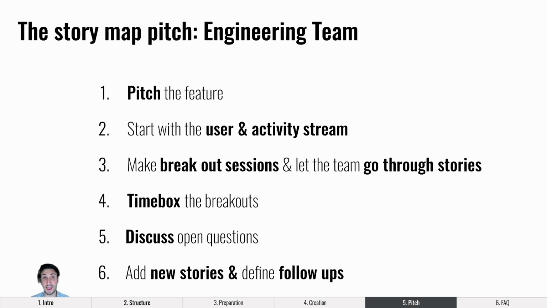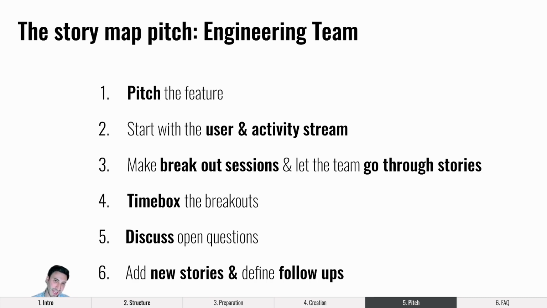Nevertheless, one of your engineers at least was involved in creating the whole user story map, which means you're not going behind the back of your team because there was already someone involved. So again, here you pitch the feature. And after you've pitched the feature and answered questions, you again start with the user and the activity stream. Very simple. And you don't show them the user stories.